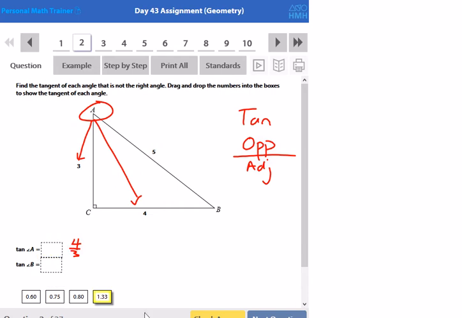Now for angle B, the opposite leg is the 3, the adjacent leg is the 4, so that would be 3 over 4. They don't have 3 over 4, they have it as a decimal, so that would be 0.75.